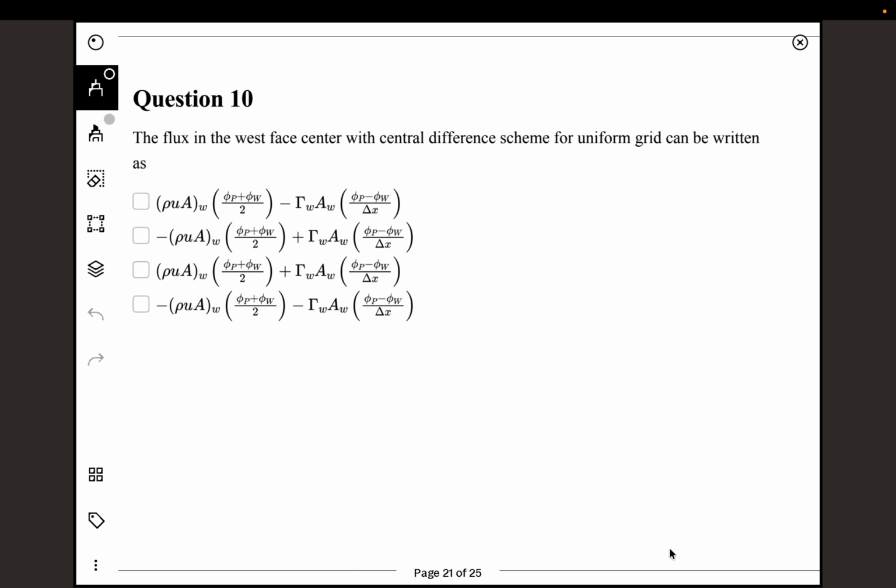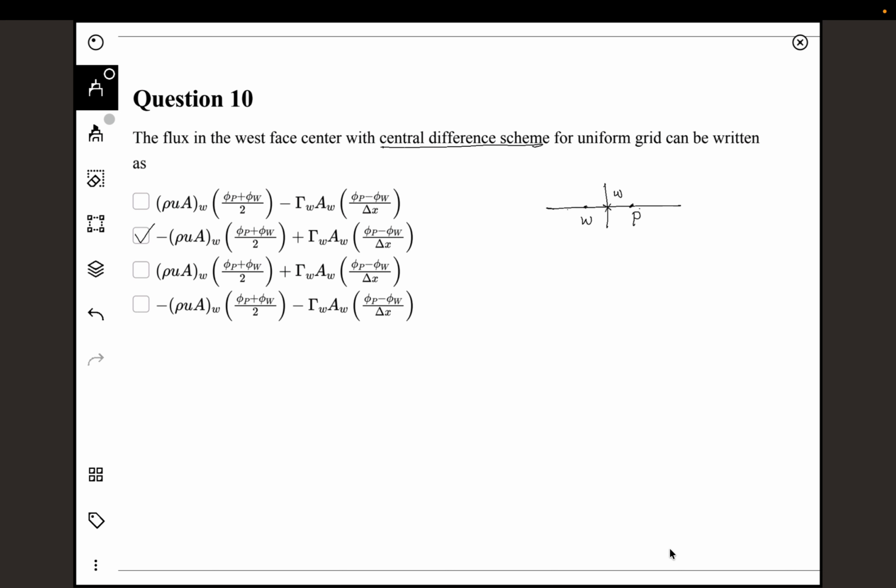Okay, this is the last question. The flux at the west face center with a central difference scheme for a uniform grid can be written as what? This is again the central difference scheme, so you have to use average values of the cells. This is my current cell, this is my west cell, and this is the west face. For phi west, it should have rho u times phi w because it is in the negative direction, plus gamma Aw, and we should have an average of phi P and phi W here, and the derivative here should be gamma times del phi del x at this face, which will be phi P minus phi W by delta x. So this one.